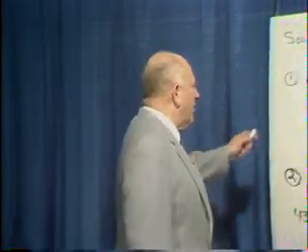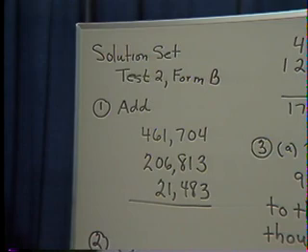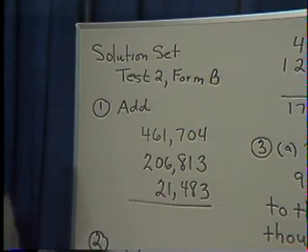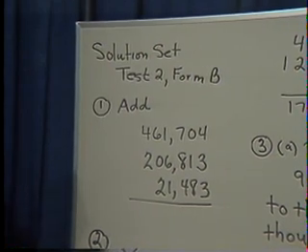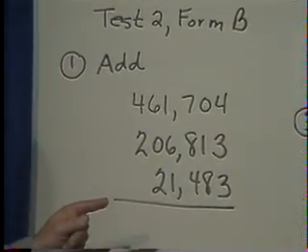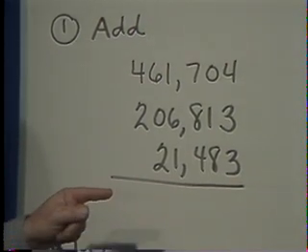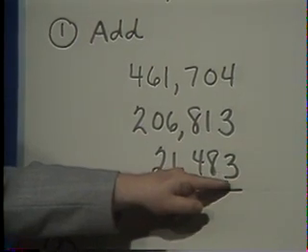So today, this is going to be the solution set for Self-Test 2, Form B. And the first problem simply says add, and they write in vertical form, 461,704, 206,813, 21,483. And notice again, since we always assume in addition that the numbers are adjectives modifying nouns, we have to line these up from the left.